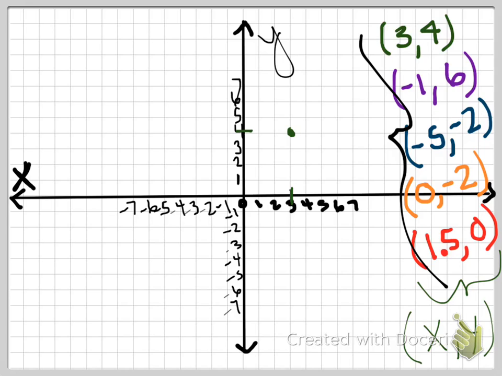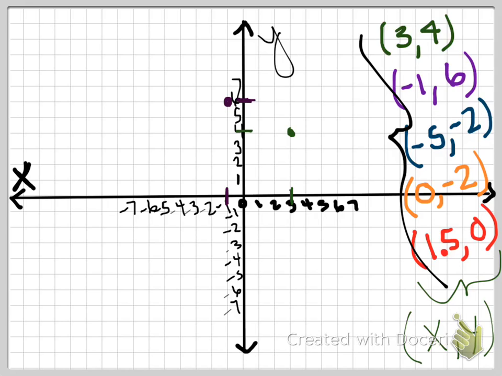Okay, next. I have -1, 6. -1 is the x. I come over to here, and 6 is the y. 6 positive is up to the top. So I'm going to go left 1, up 6. That's my point.